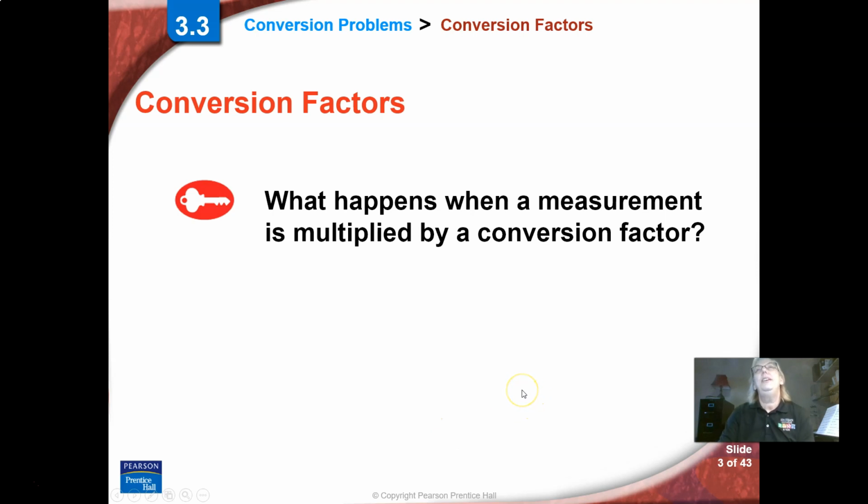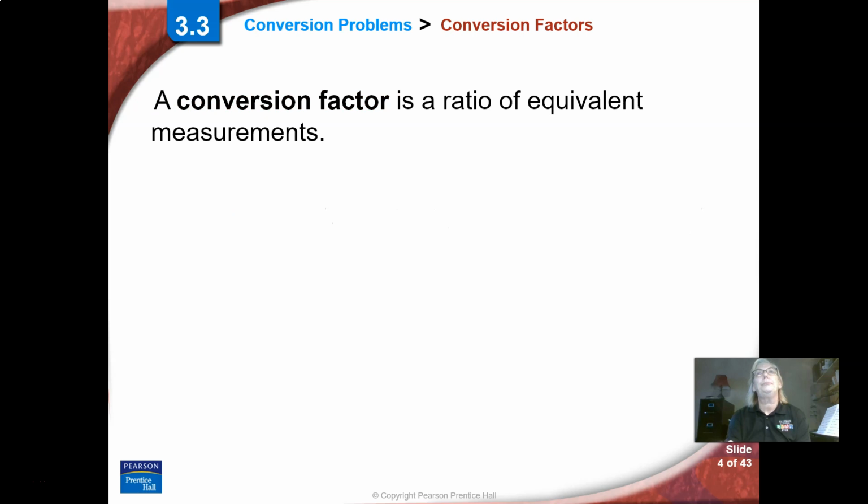So what happens when a measurement is multiplied by a conversion factor? Just like our money, we can convert from American dollars to English pounds or things like that using a conversion factor. So a conversion factor is a ratio. It's like how much the US dollar is worth and how much the British pound is worth. That's a conversion factor. Or how much a Canadian dollar is compared to a Mexican peso. There's a converting ratio between those two. That's called a conversion factor, and we're going to use these a lot.